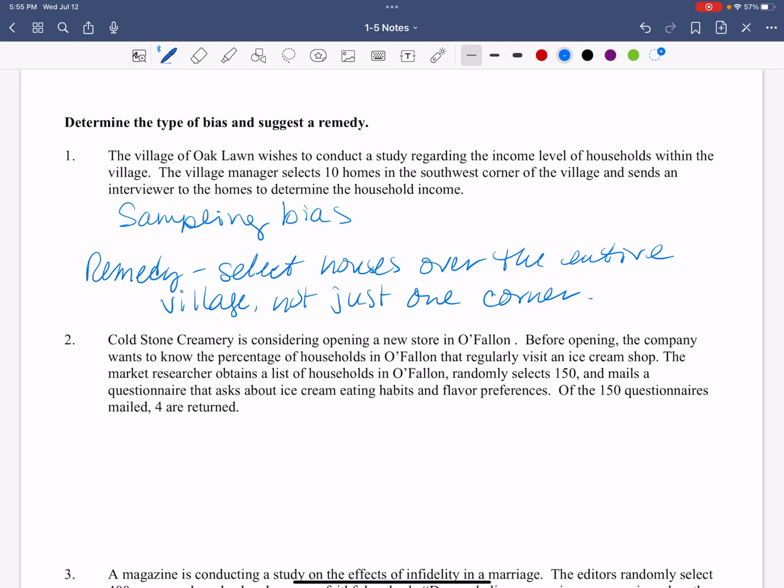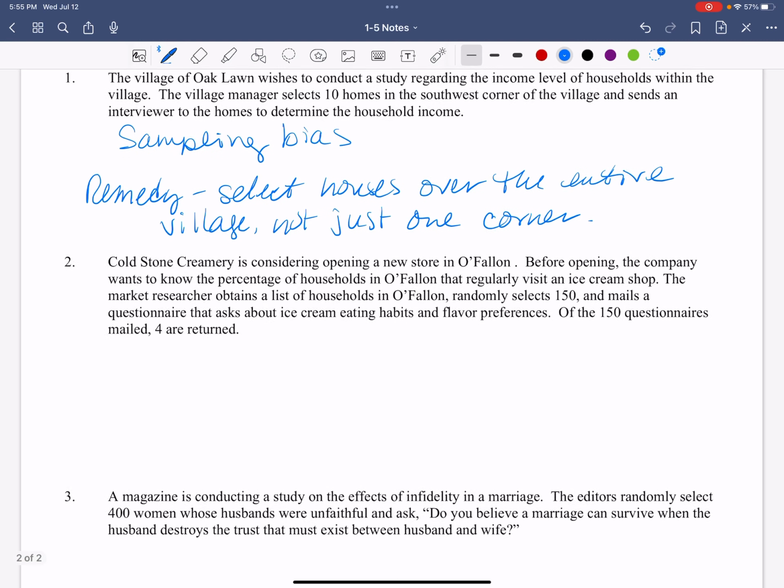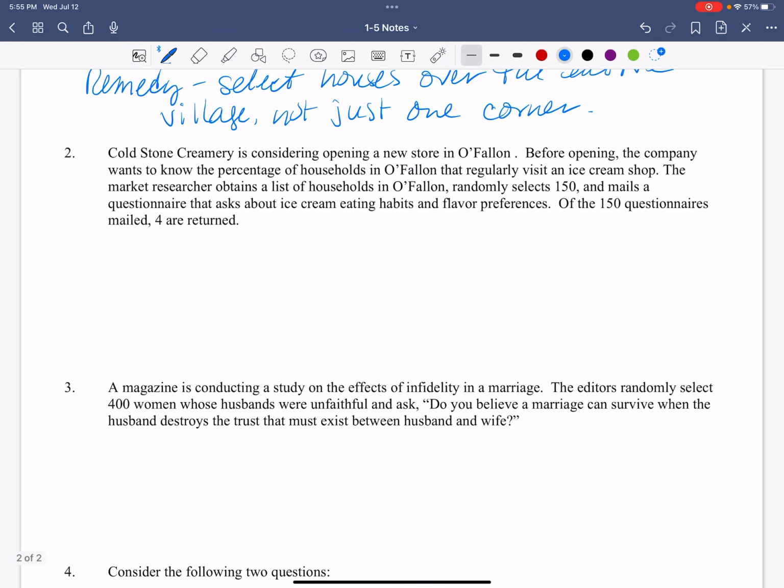Nice. All right, let's look at this next one. Cold Stone Creamery is considering opening a new store in O'Fallon. Before opening, the company wants to know the percentage of households in O'Fallon that regularly visit an ice cream shop. The market researcher obtains a list of households in O'Fallon, randomly selects 150, and mails a questionnaire that asks about ice cream eating habits and flavor preferences. Of the 150 questionnaires mailed, 4 are returned.